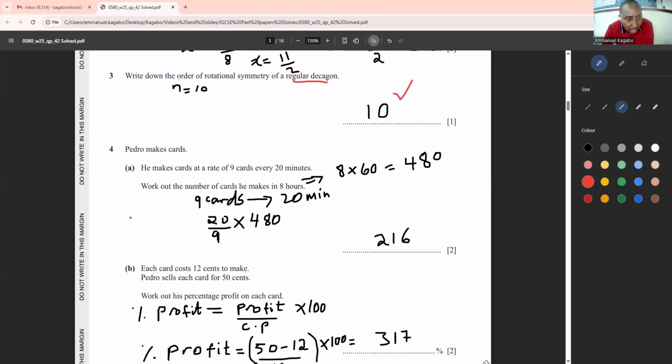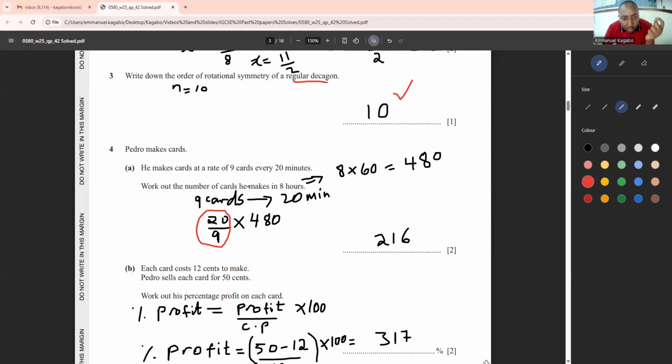Okay. Question 4. Pedro makes cards. He makes cards at the rate of 9 cards every 20 minutes. So in 20 minutes, he makes 9 cards. So what does it take for him to make 1 card? That means it's 20 divided by 9. That's the time taken to make 1 card.